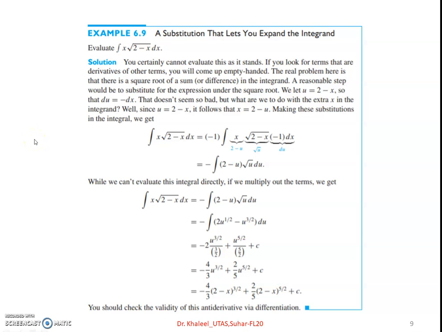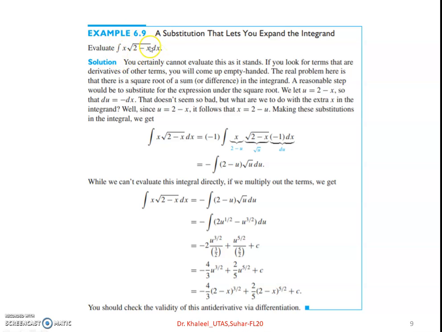This is the video lecture for week number 14, part 2. Here we continue the method of substitution to find the integration. We now consider an example where we use the method of substitution with a twist. Let's see an example: the integration of x times the square root of 2 minus x dx.